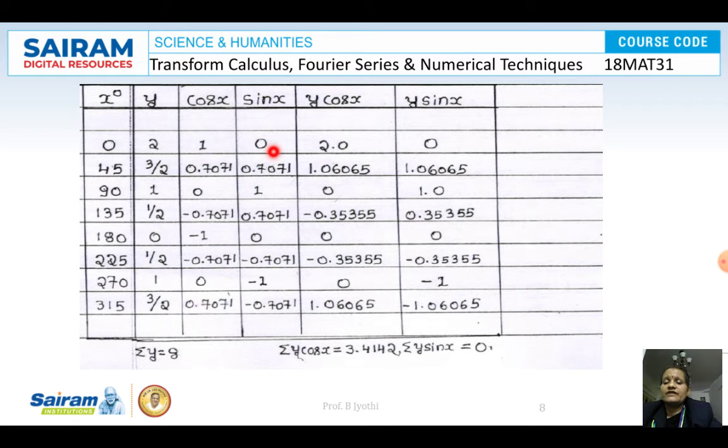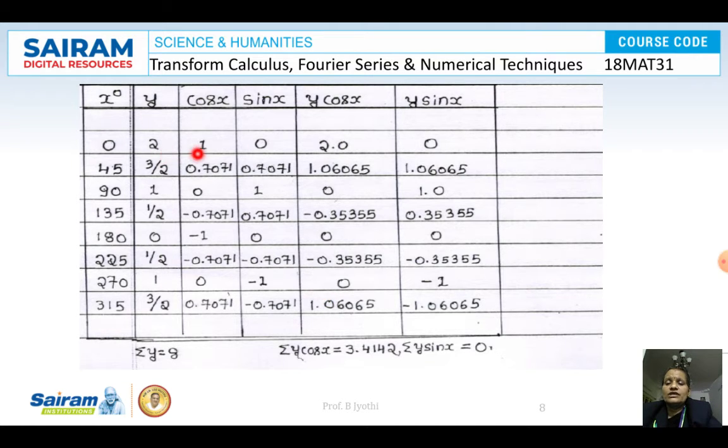Similarly, let us find the values of sin x. So sin 0 is 0, sin 45 is 1 by root 2, sin 90 is 1, sin 135 is 0.7071, sin 180 is 0 and so on. So we have computed the values of cos and sin. Next, we have to compute y into cos x.